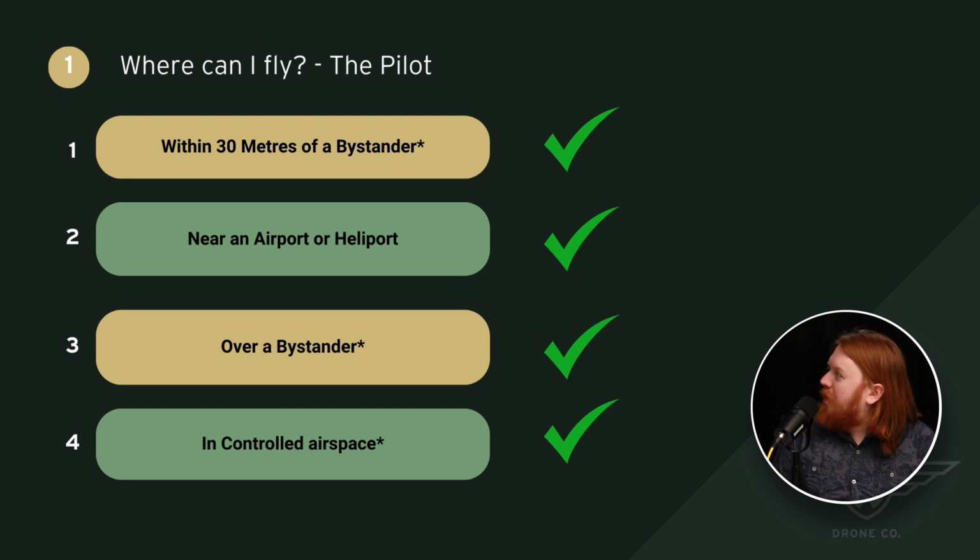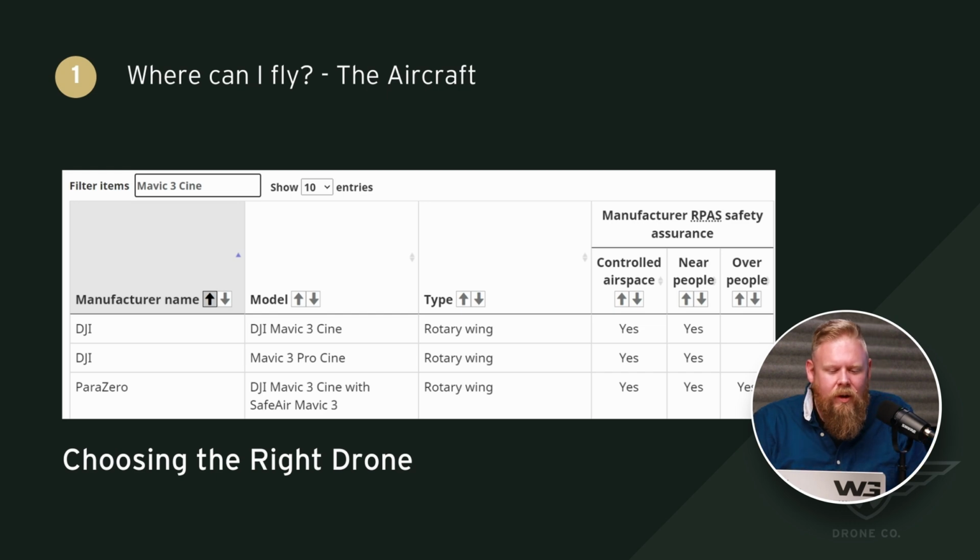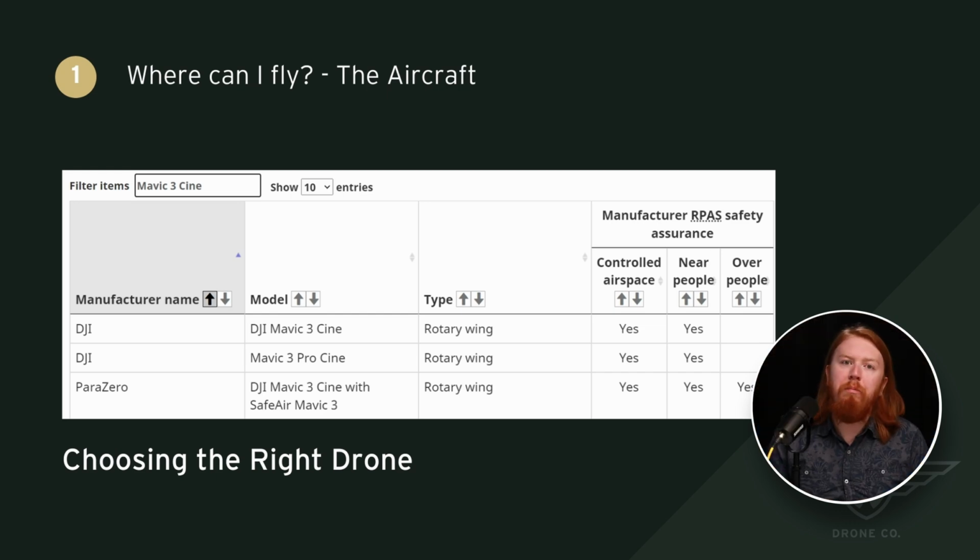Now, you'll notice that there are some stars next to some of these things because it's not just your ability as the advanced pilot to be able to fly in these scenarios. There's another thing that you need: the aircraft needs to have an appropriate safety assurance declaration. Now, you might ask, where can I find safety assurance declarations? We've discussed this before, but it is on the Transport Canada portal, Choosing the Right Drone. The drone itself must be capable of advanced operations, a safety assurance declaration, which is on the Choosing the Right Drone Transport Canada website.